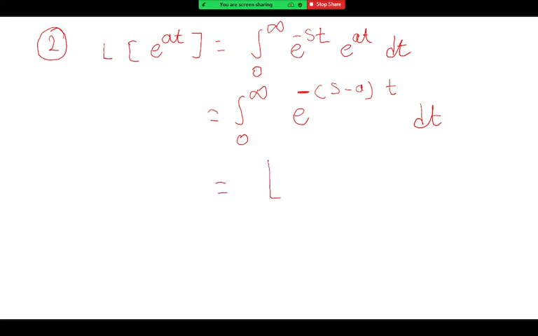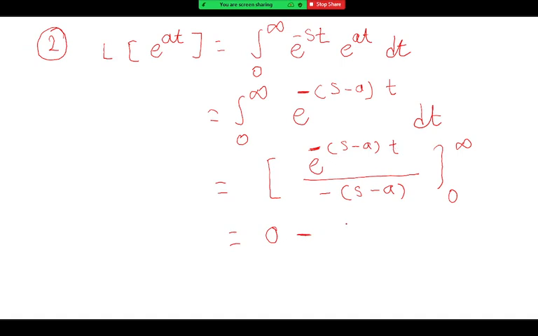And now the integration is e raised to minus of s minus a of t upon minus of s minus a, with limits 0 to infinity. As usual, at the upper limit e raised to minus infinity is 0, because the minus sign is there in the bracket. So this minus sign is very important. At the lower limit, t is 0, and e raised to 0 is 1. And the final answer is what? So that is the end of the proof. Laplace of e raised to at, you should remember, is 1 upon s minus a. Clear?